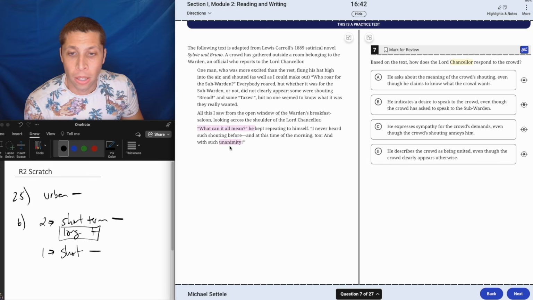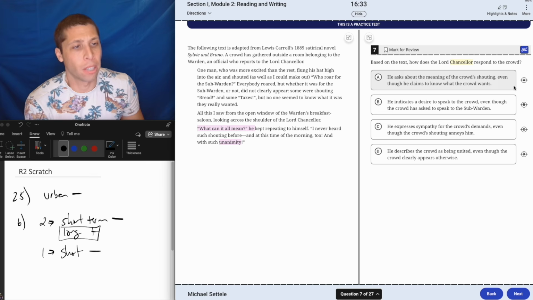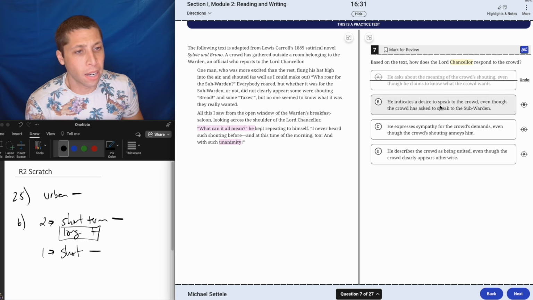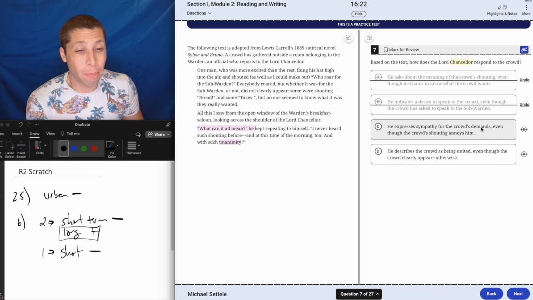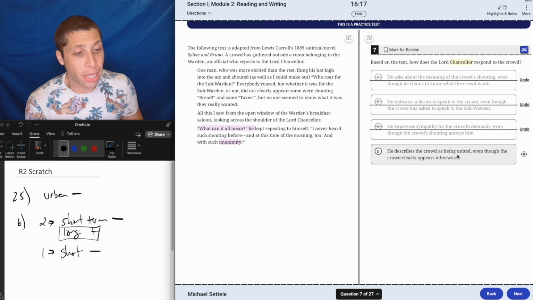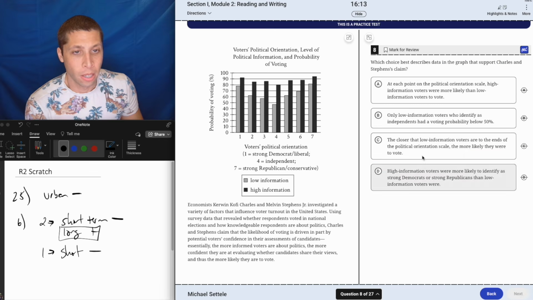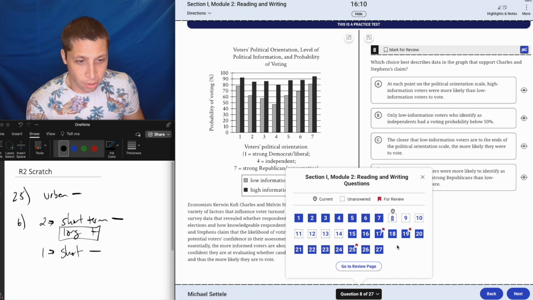So, okay. So he's confused about things, I guess. How does he respond? He asks about the meaning of the crowd shouting, even though he claims to know what the crowd wants. Well, he doesn't know. What can it all mean? He doesn't know. He indicates a desire to speak to the crowd, even though the crowd is asked to speak to the subwarden. I don't see that he's trying to speak to them. He expresses sympathy for the crowd's demands, even though the crowd shouting annoys him. No, he's not annoyed. He describes the crowd as being united, unanimity, even though the crowd clearly appears otherwise, because some are shouting bread, some are shouting taxes. Yes. I still hate these questions.